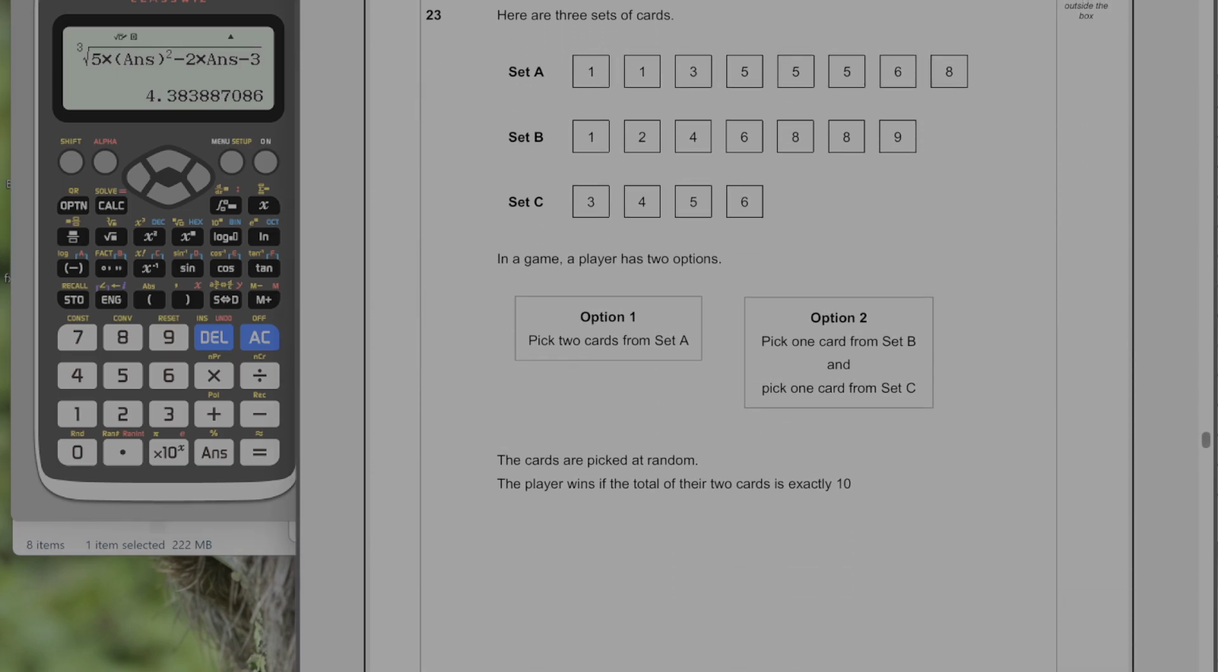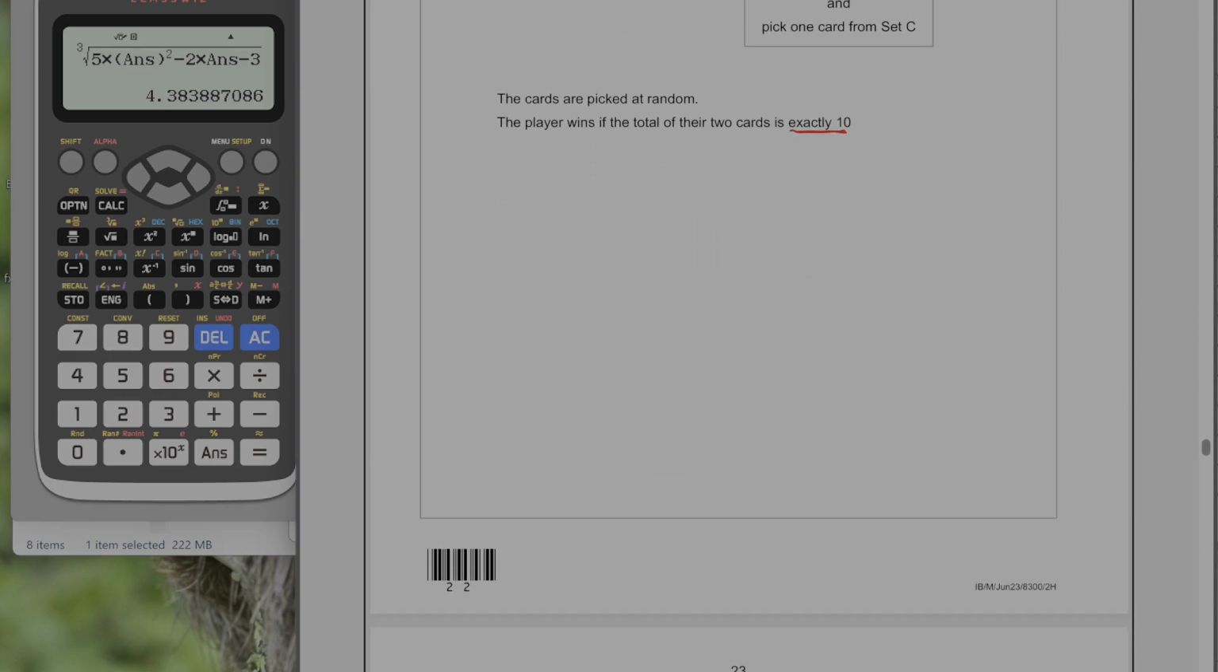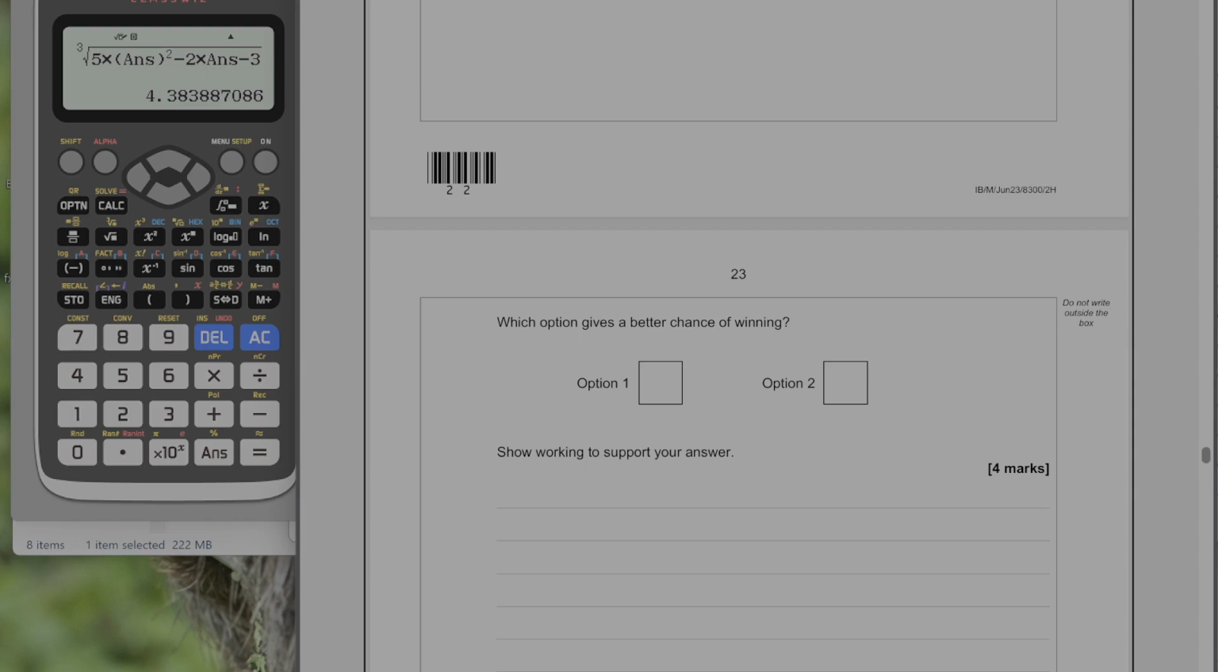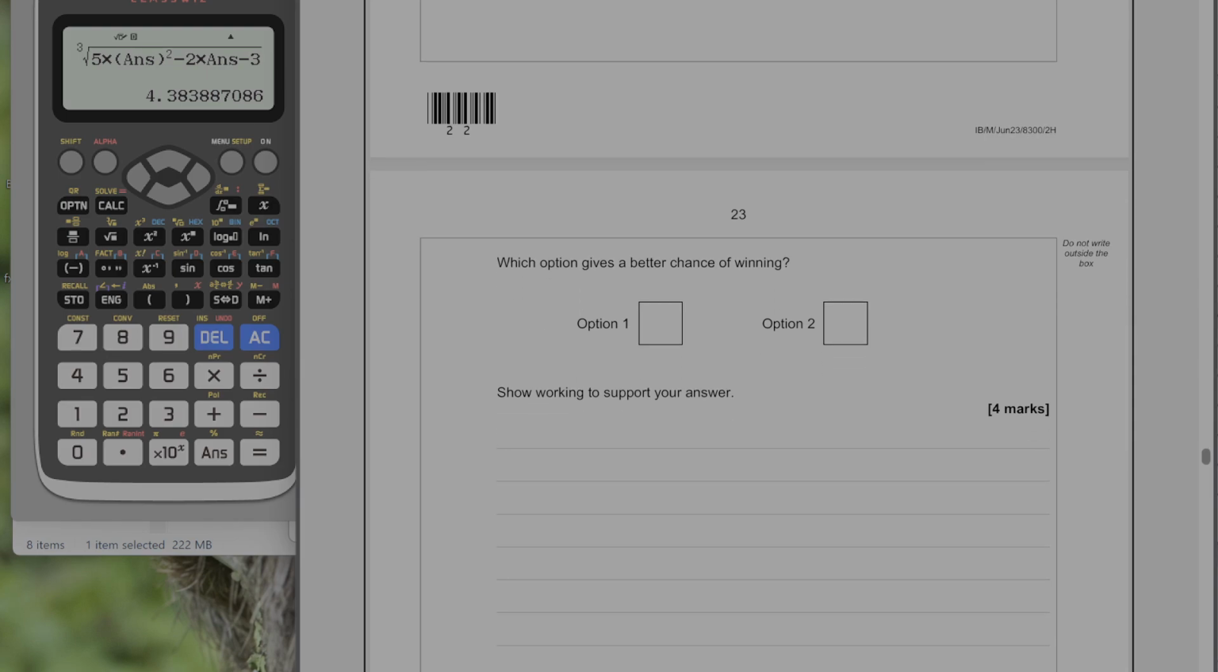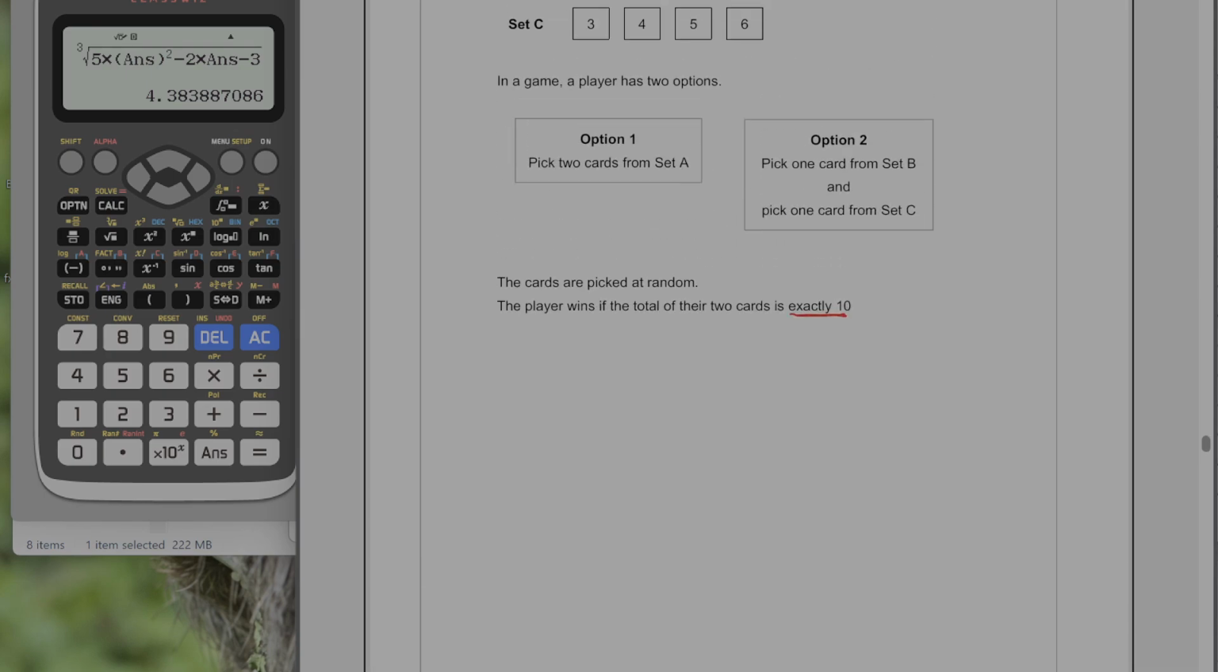Question 23. Here are 3 sets of cards: set A, set B, set C. In a game, a player has 2 options. Option 1, pick 2 cards from set A. Option 2, pick 1 card from set B and pick 1 card from set C. The cards are picked at random. The player wins if the total of their 2 cards is exactly 10. Which option gives a better chance of winning, option 1 or option 2?